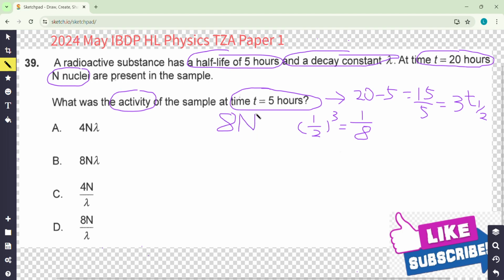So how many decays at that time if they have that many particles? Remember, the decay constant is the probability of each particle, each nucleus, to decay, right? So multiply the total number of particles with this probability, and that will be the activity. So the answer is B.